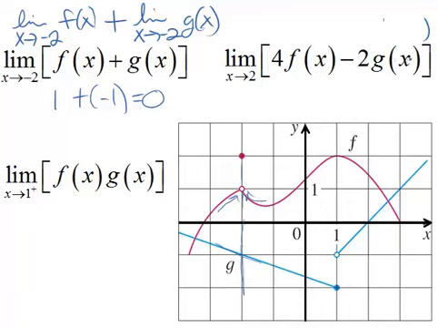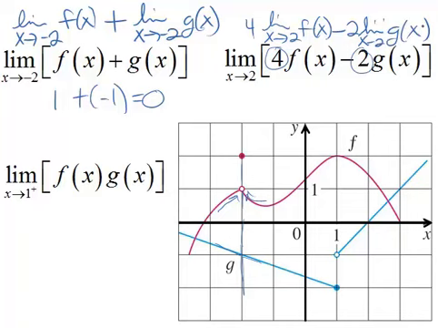Let's look at the second limit, and we can apply limit laws. We have a difference, so we can take the difference of the limits, but we also have some constants multiplied out in front, so we can find the limit and then multiply the constant. So this is going to be 4 times the limit as x approaches 2 of f of x minus 2 times the limit as x approaches 2 of g of x.